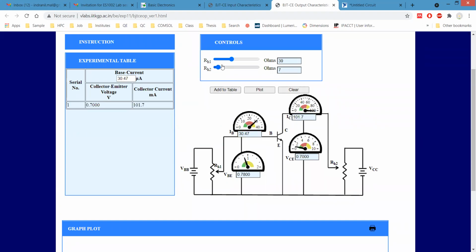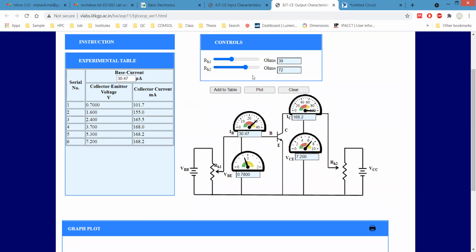Okay, then also for this set of data, we'll have this data, means variation. We will vary the voltage across the collector emitter junction, and we'll note the output current, means the collector current.